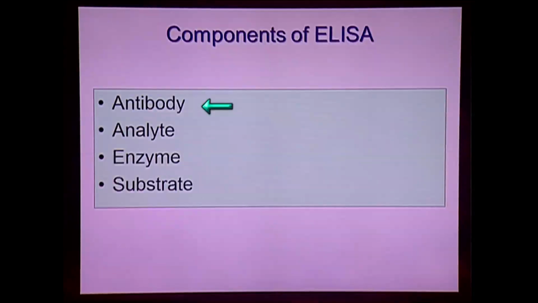Then we add an analyte. Analyte means the sample which we want to test, and then we add an enzyme-linked antibody and detect the presence of the analyte. So the components of ELISA are antibody or immunoglobulin, analyte, enzyme and its specific substrate.